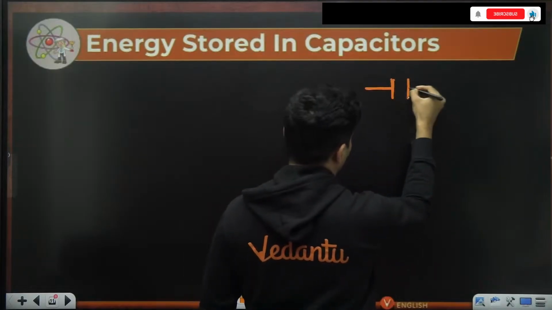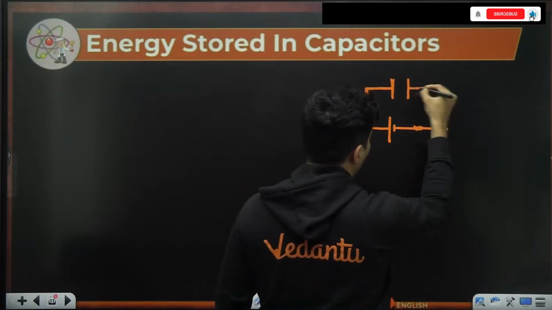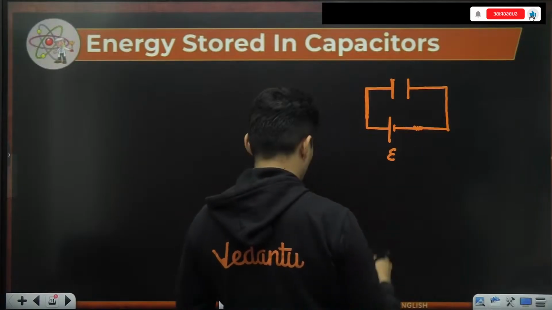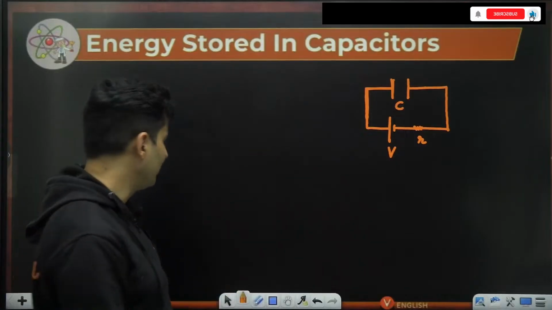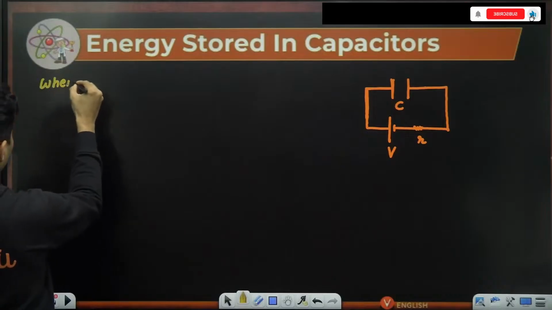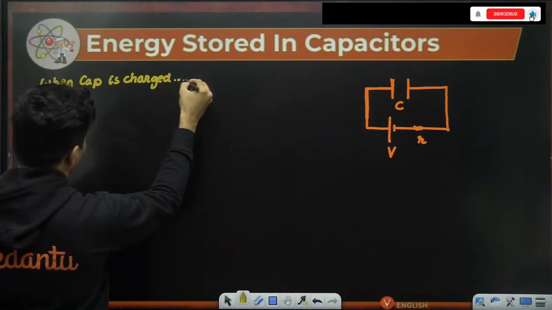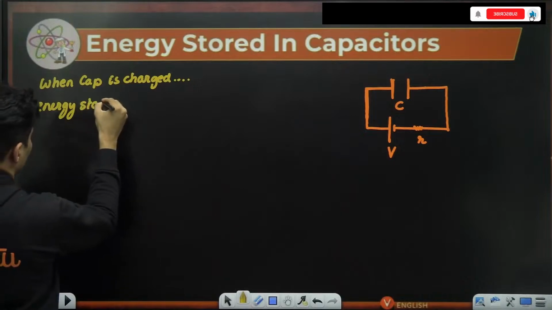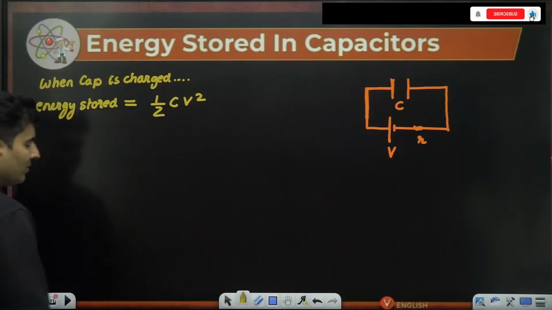Imagine this is your capacitor and this is your battery, and no matter which wire you take, there is always some kind of resistance of that wire. So this is my battery of some voltage V, this is the capacitance, this is some internal resistance or some wire resistance, whatever it is. So when the capacitor is charged, the energy which is stored in it is nothing but half C into V square. That is the first thing.